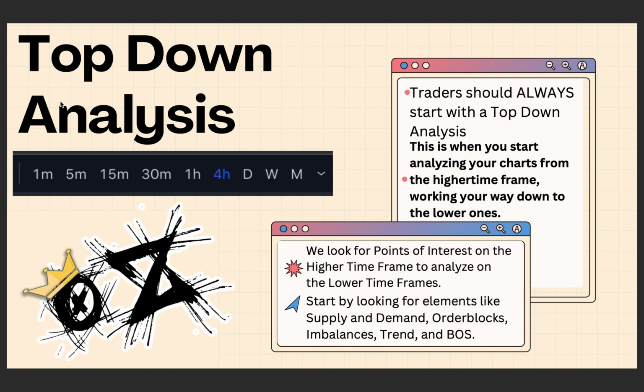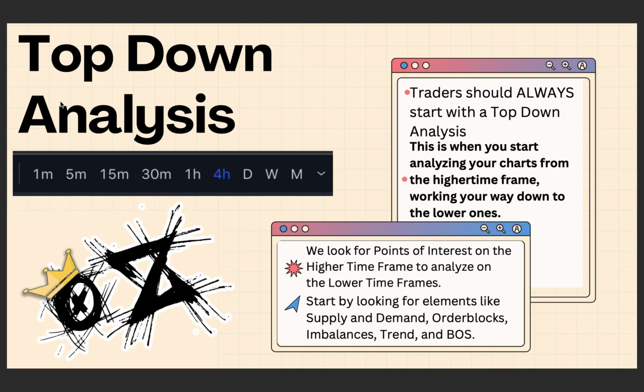All right, so traders should always start with a top-down analysis. This is when you start analyzing your charts from the higher time frame, working your way down to the lower ones. This will help you identify key levels in the chart. We look for points of interest on the higher time frame to analyze on the lower time frame.